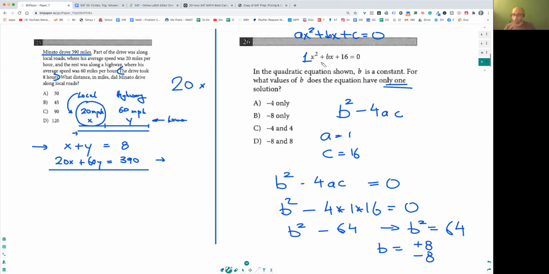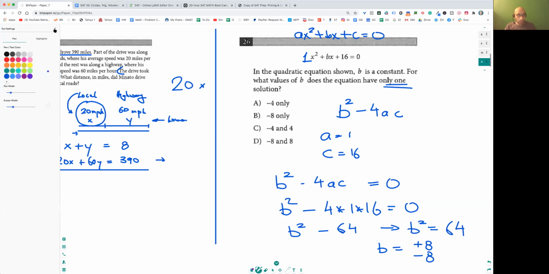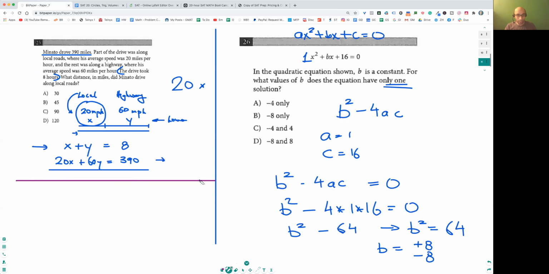So guys, think about it. b squared minus 4ac is what you need to use here, if it's one solution. I'm going to write this down in detail one more time. Don't forget this formula. It's all there in my cheat sheet. b squared minus 4ac is equal to 0. That means there's one solution. b squared minus 4ac is greater than 0, right?